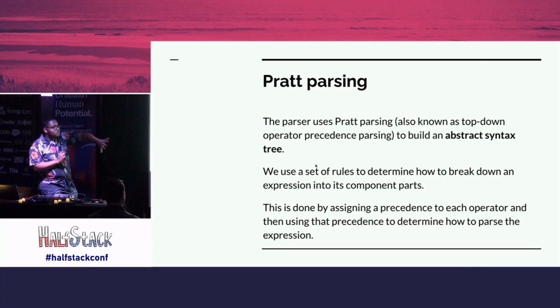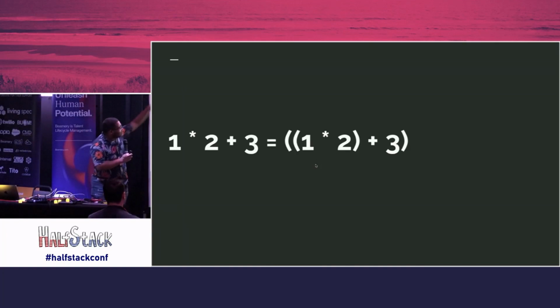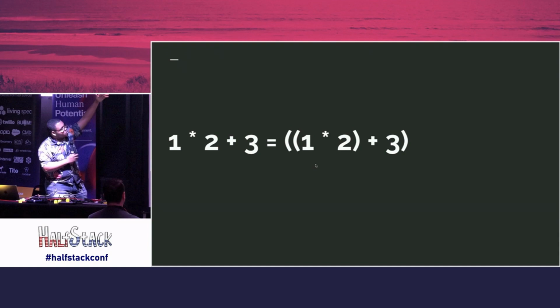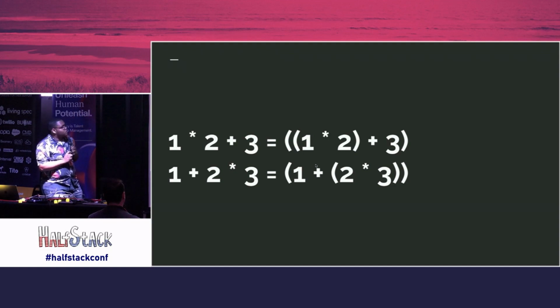I use Pratt parsing, which basically identifies the precedence of each operator and groups them accordingly. So for example, we can have something like 1 times 2 plus 3, which is ambiguous, and it groups 1 and 2 because multiply has a higher precedence than addition. And in 1 plus 2 times 3, 2 times 3 is grouped together because it has a higher precedence.